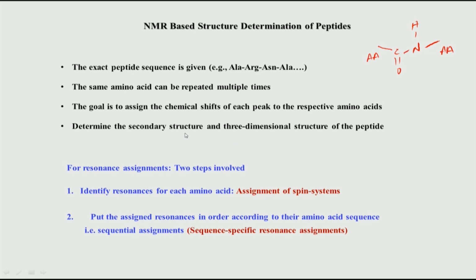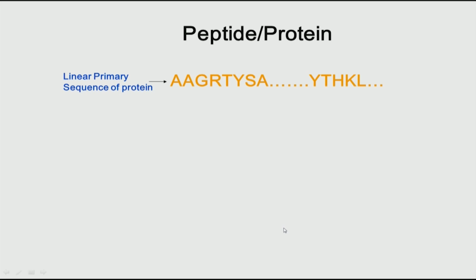So, then once you do that, comes the next step of secondary and tertiary structures. So, let us see how we can achieve these 2 steps shown here, that is assigning spin systems, followed by sequence specific resonance assignment. So, this is an example again of a peptide or a protein sequence which runs like this.